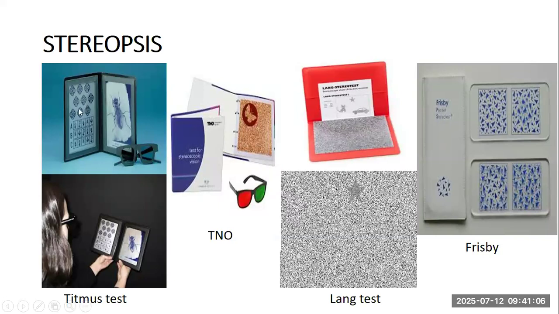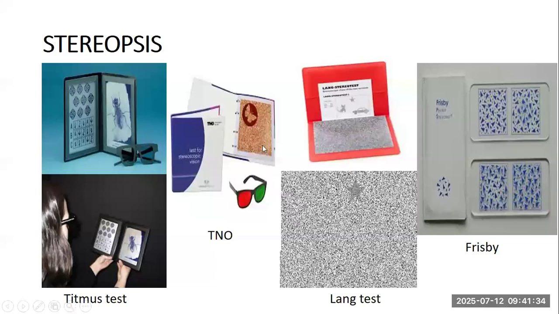For the circle, you're looking at all the circles and you ask the patient, which one are you seeing that is coming out, is bulging towards you? The child will touch it. You will now look at the grading at the back and see how to grade the child's stereopsis using that. Then for the animals, same thing. You want to see which animal appears different and is popped out. So that is for the Titmus test.